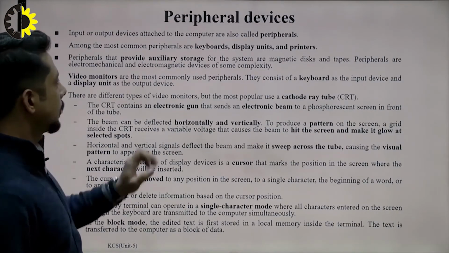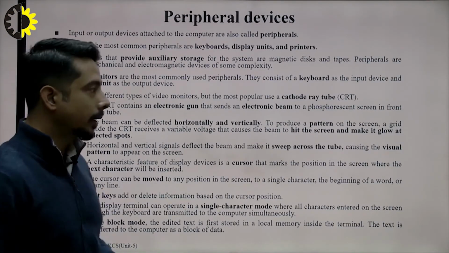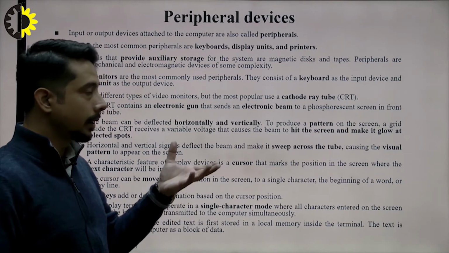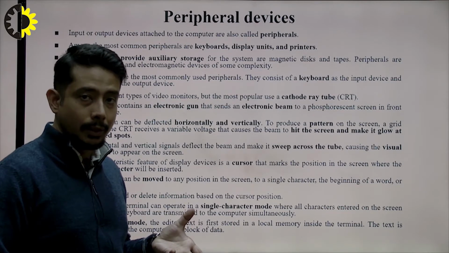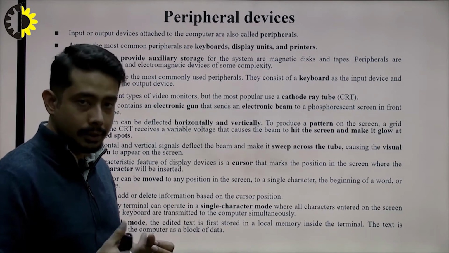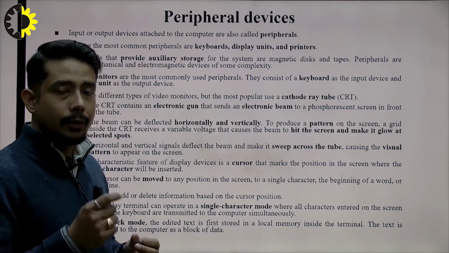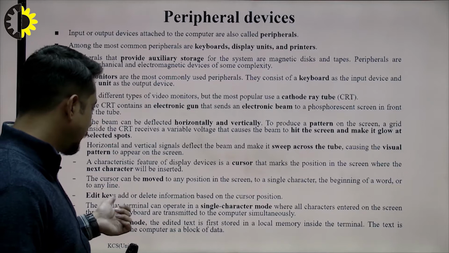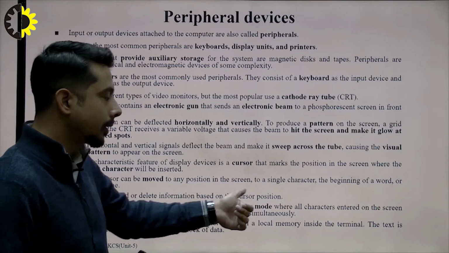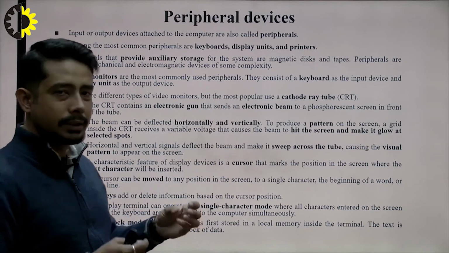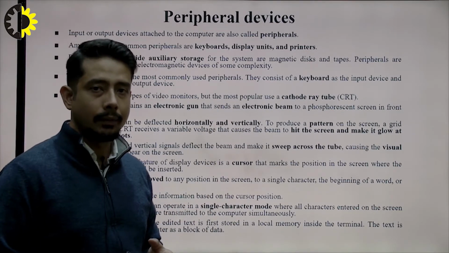So I was discussing this part. We were discussing the cathode ray tube and how it is being used. Then if you talk about any pointing devices, we need a cursor for that. And then the edit keys: they add or delete information based on the cursor position only, which we have discussed. So this is all about some examples of peripheral devices.